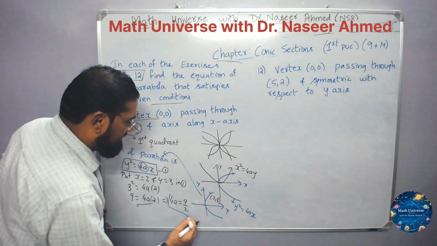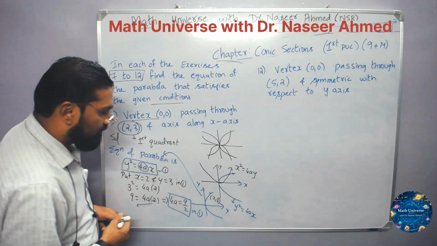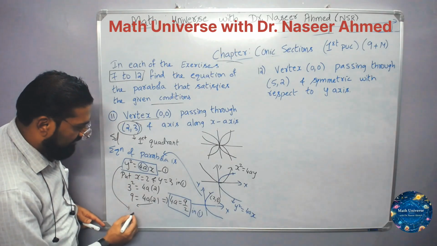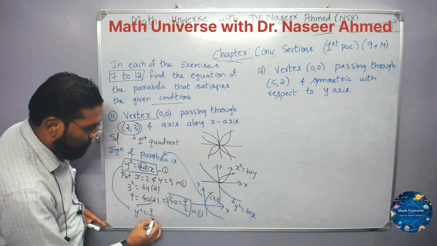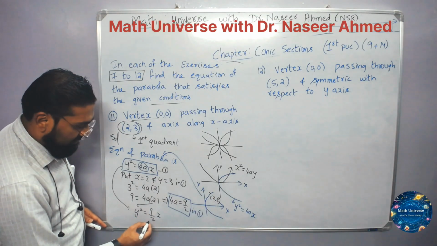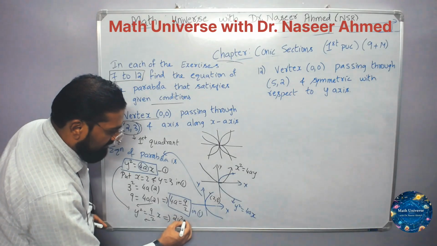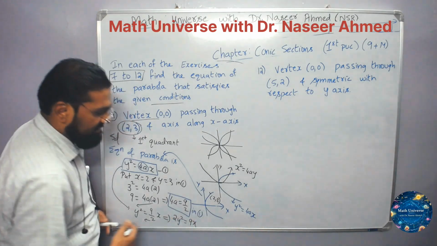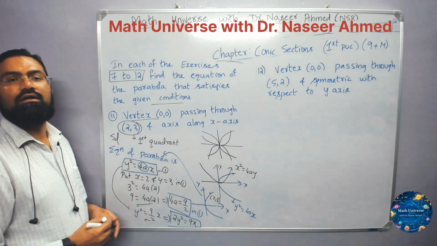And this I'm going to put in 1. So when we put it in 1, the equation will be y square is equal to 4a, which is 9 by 2, times x. Cross multiply, the final answer: 2y square is equal to 9x. This is the equation of the required parabola.